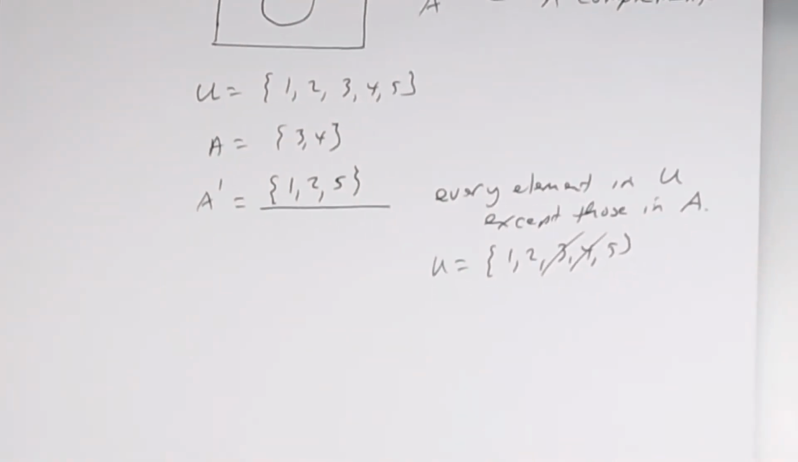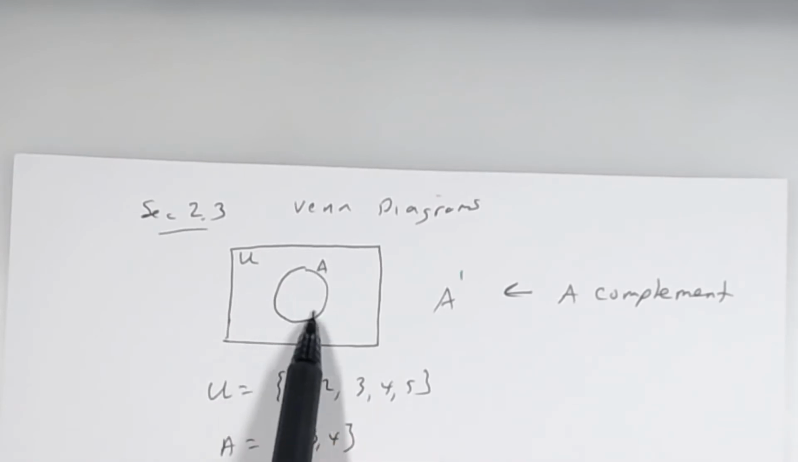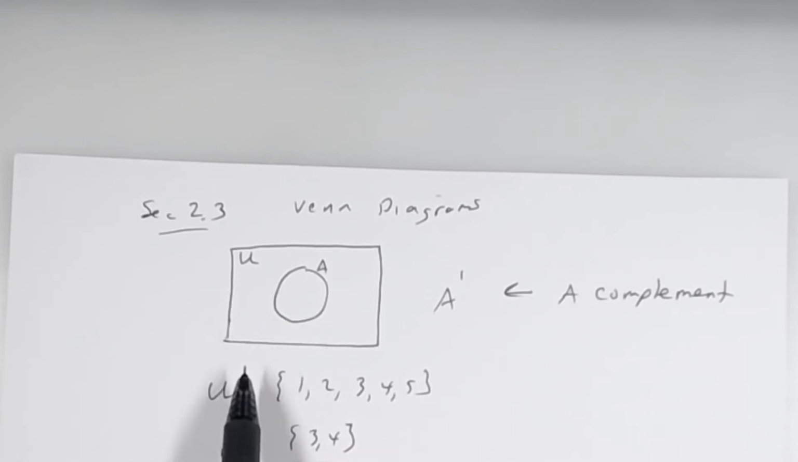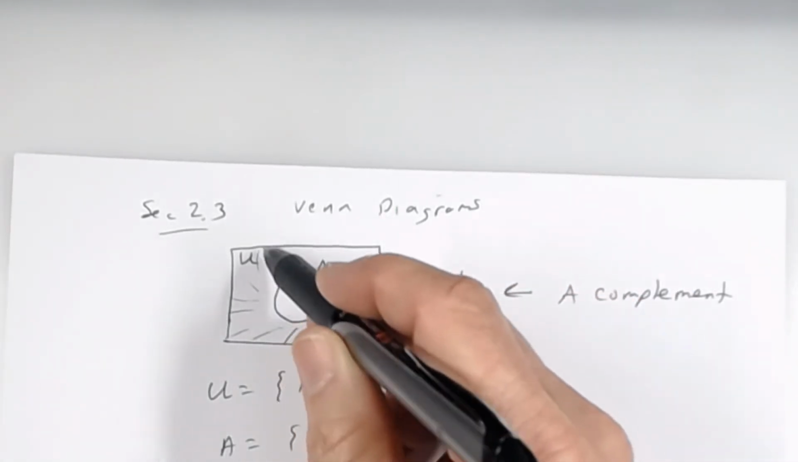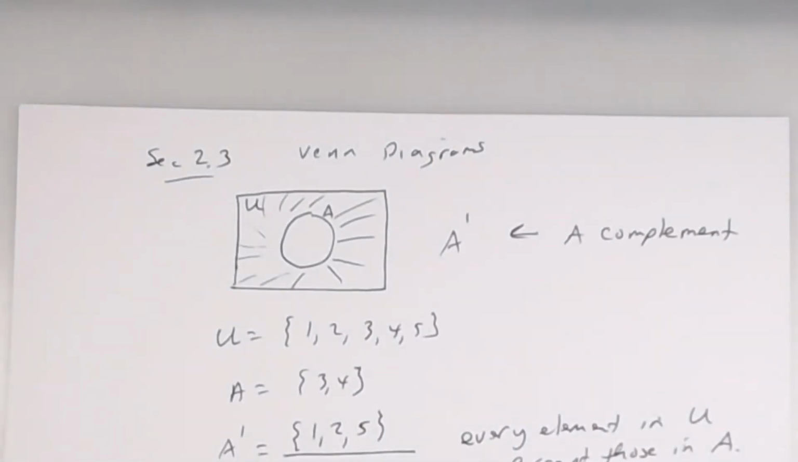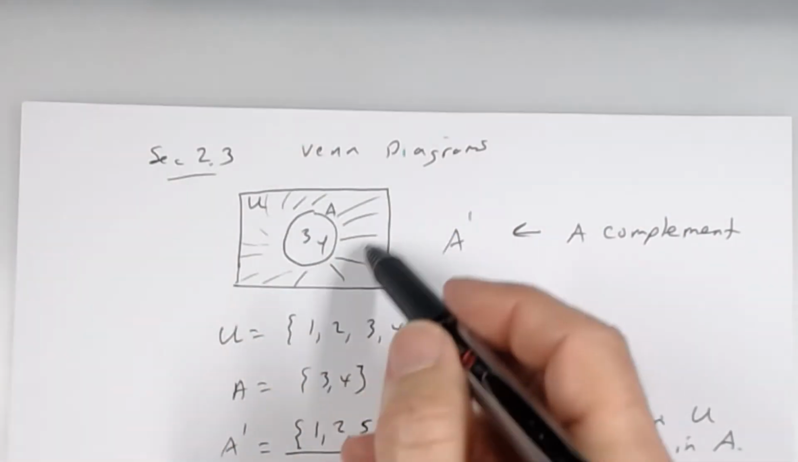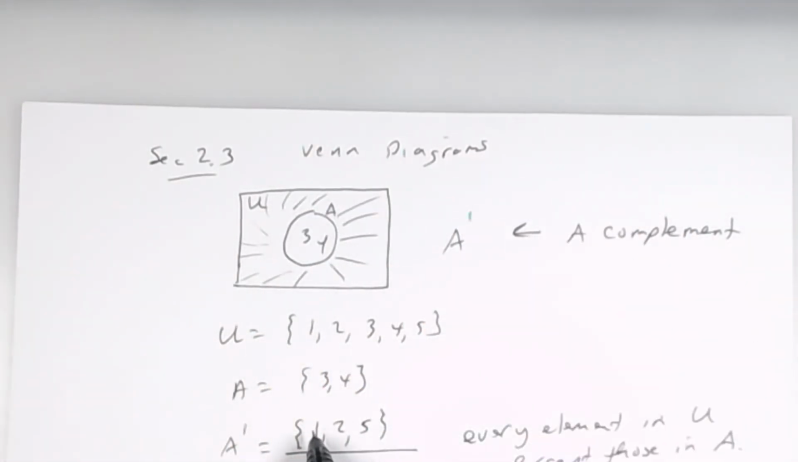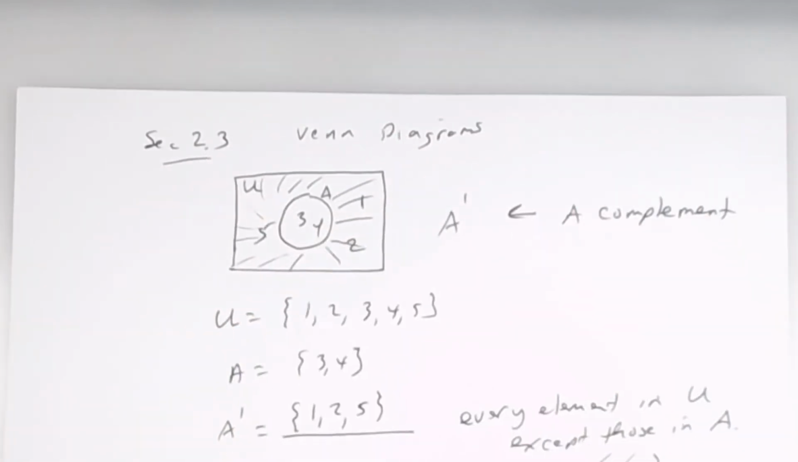Also, if I look at this diagram here, do you see this is A? Now tell me, if I want to shade A complement, what would I shade? Yeah, everything outside the circle. Good job. That would be A complement. So if this is 3, 4, then everything outside the circle would be 1, 2, and what else? 5. So that's how you would write that: 3, 4, and then 1, 2, and 5.